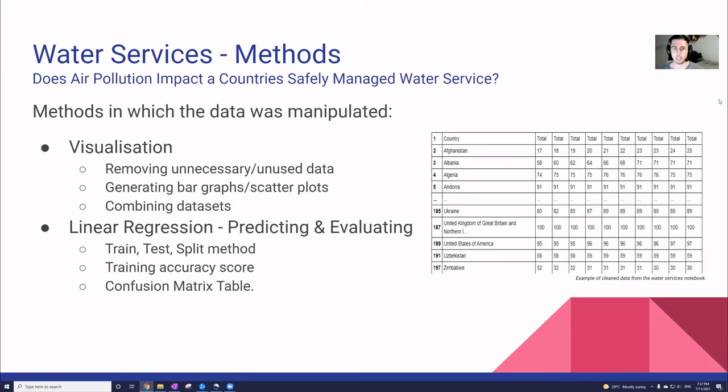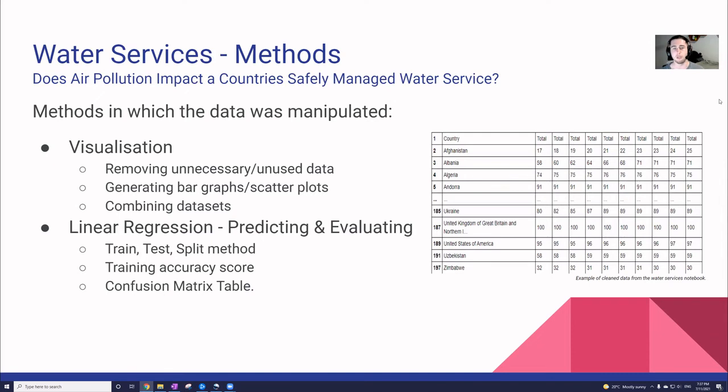This portion of the presentation will explore whether or not air pollution has any correlation to the total percentage of a country's population with access to a safely managed water service. These types of water services have been defined by the World Health Organization as water that is available when needed, free from contamination, piped water, water from boreholes, protected dug wells, protected springs, rainwater, or even delivered water.